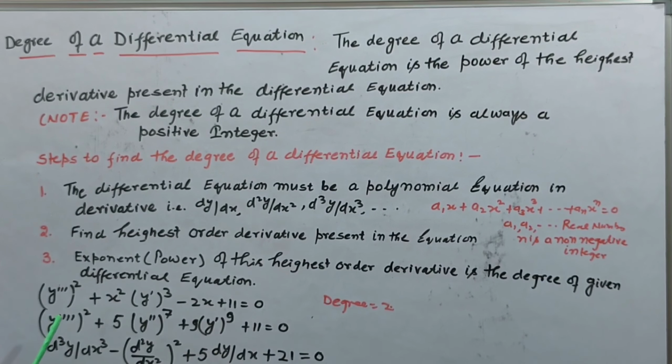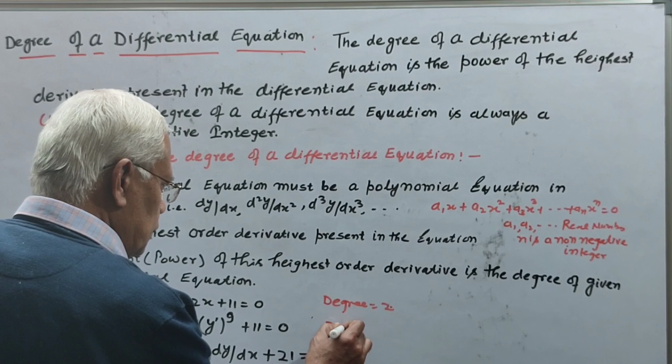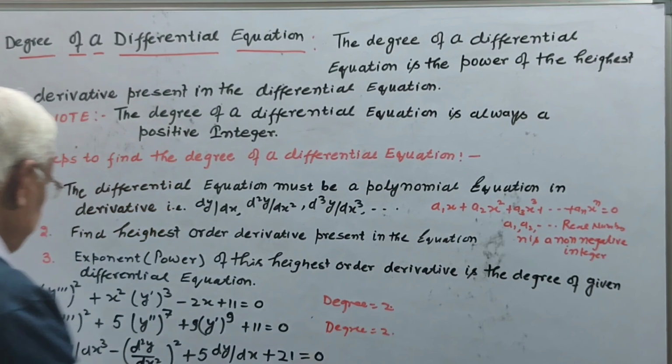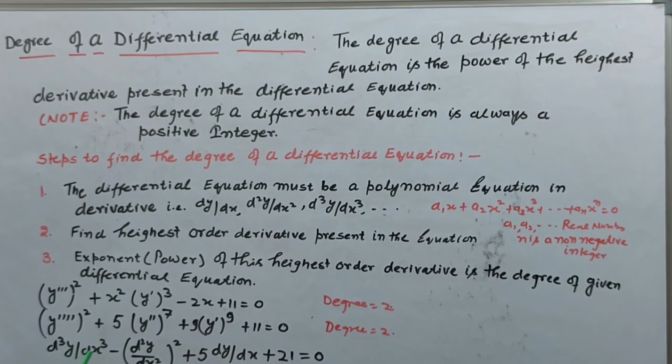In this case, again you can see this is a fourth order derivative, this is second order, this is first order. So which is the highest order derivative? This, that is fourth order, d4y upon dx4. So the highest order is this, and what is the power of the highest order? 2. So again the degree of this equation is 2. And here you can see d3y upon dx3, d2y upon dx square whole square plus 5 dy upon dx plus 21 equal to 0.